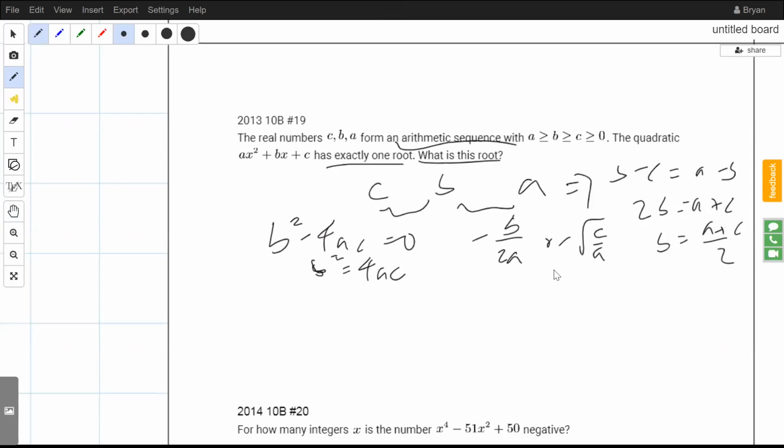Basically, I got this from Vieta's, where negative b over a is going to be twice that root, so we divide by 2, and c over a is going to be the square. So you want to find one of these two quantities. Let's go for this one, because while this path is doable, square roots are generally a bit more of a hassle than just straight up division here.